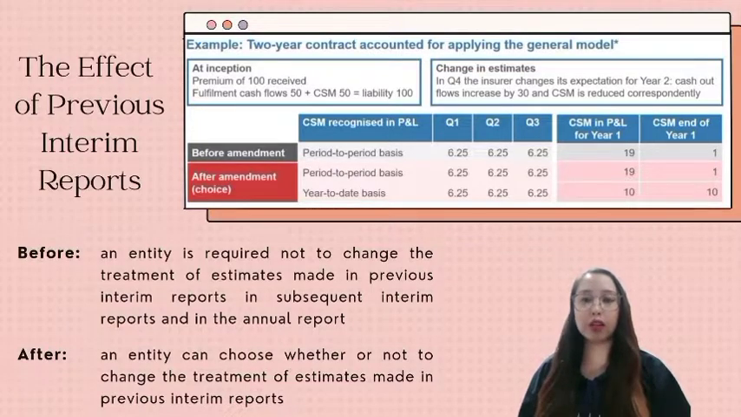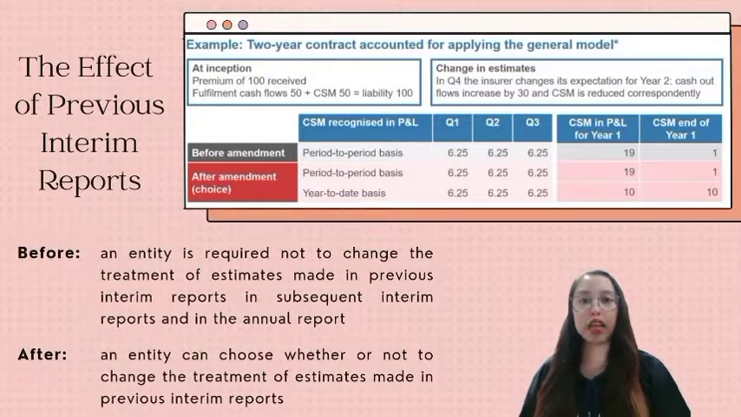Yung contractual service margin daw po kasi nire-recognize po siya over the coverage period na ina-apply po yung coverage unit requirements. So sa example po natin, yung contractual service margin at the end po ng third quarter will be 31.25. Nakuha po ito by multiplying 6.25 and 3 minus 50. Tapos sabi po dyan, sa example, sa final quarter daw po ng year 1, nagpalit po ng expectation si entity para sa year 2. And dahil po dito, nagkaroon po ng decrease sa contractual service margin, naging 30 na lang daw po.